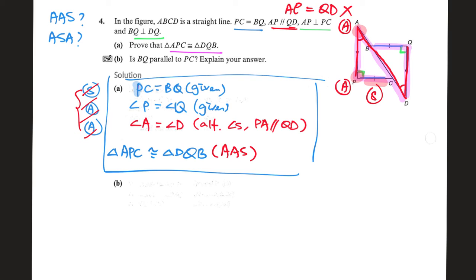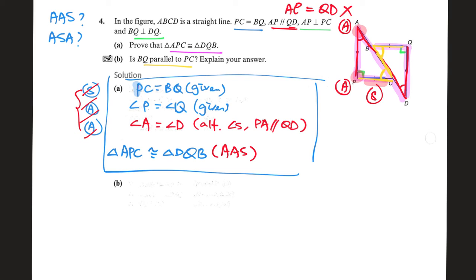Next, we come to part B, asking you whether BQ is parallel to PC. So for my convenience, I highlight it in yellow. Because of parallel, you will see that these two lines are connected by BC. So as a result, I'm asking myself, is it possible for me to show these two yellow angles are the same? If so, then you can say the lines are parallel.